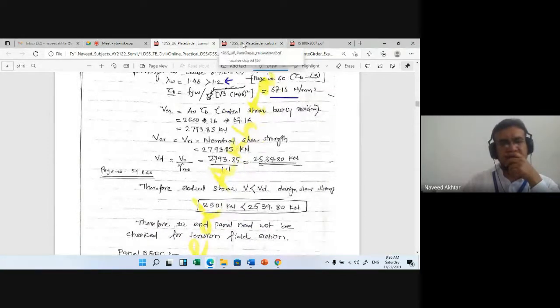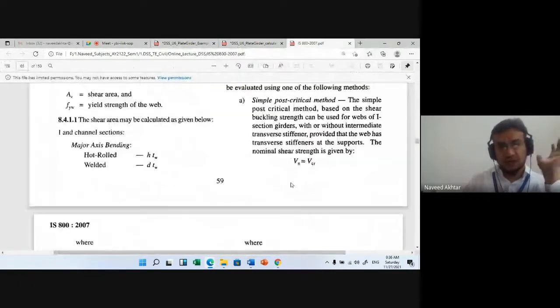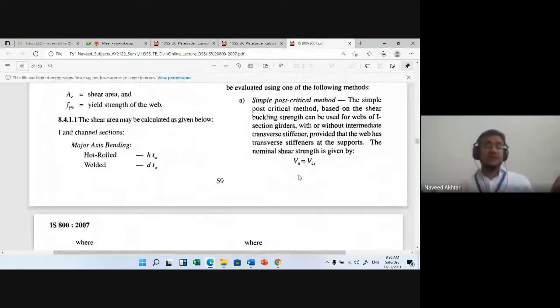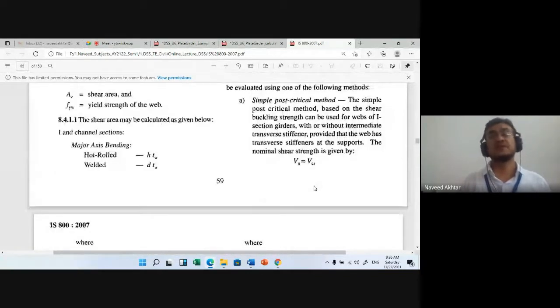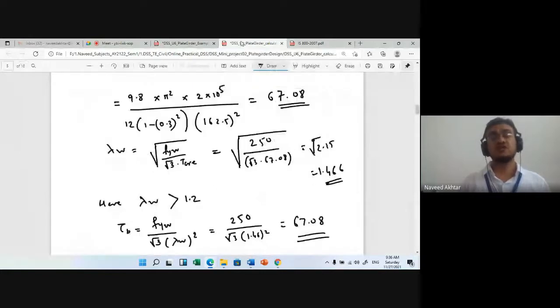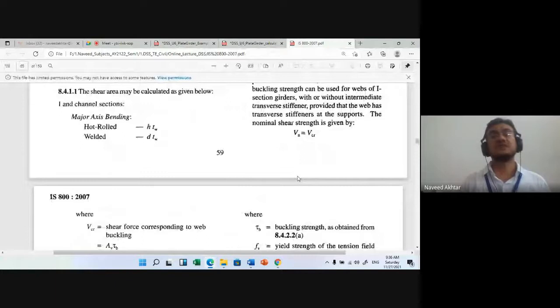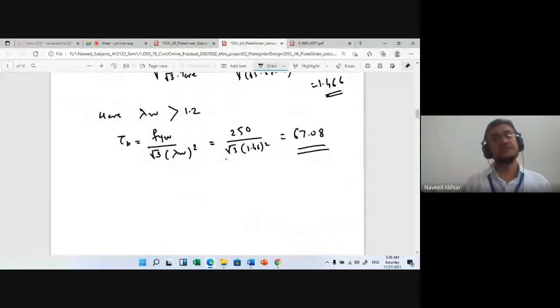So here you can see, for the simple post critical method, always when you are going for design of your panels, first you will check in the simple post critical method. If that VN, the VCR, will be very safe, then we don't need to go for the tension field action. Okay. So here VCR is equal to AV into tau B.